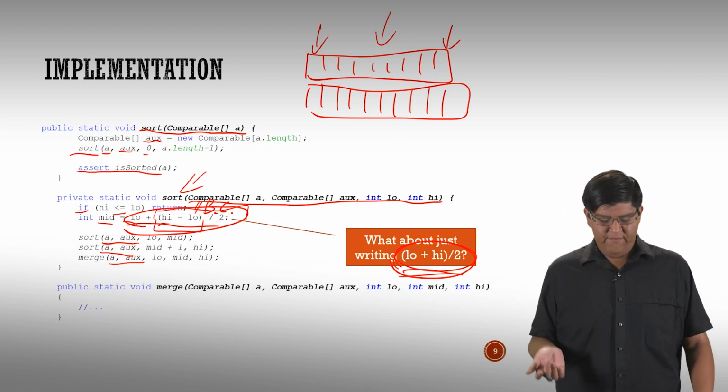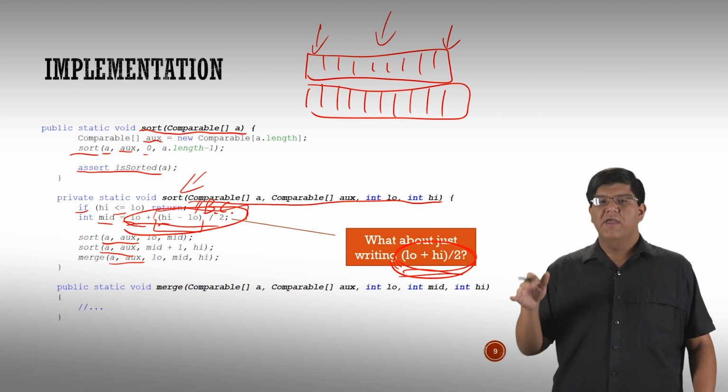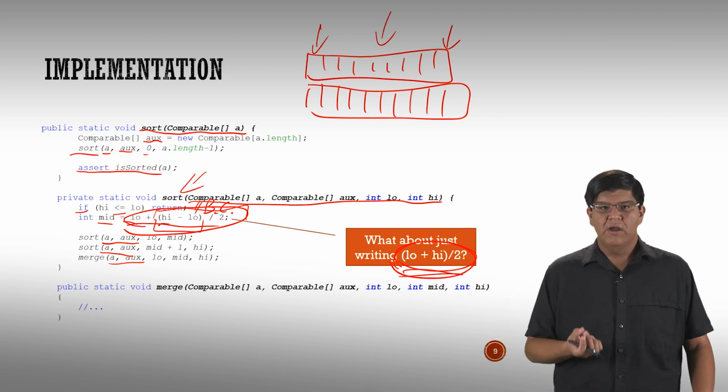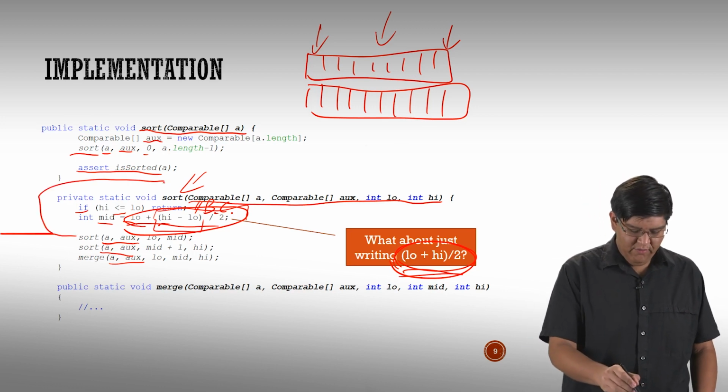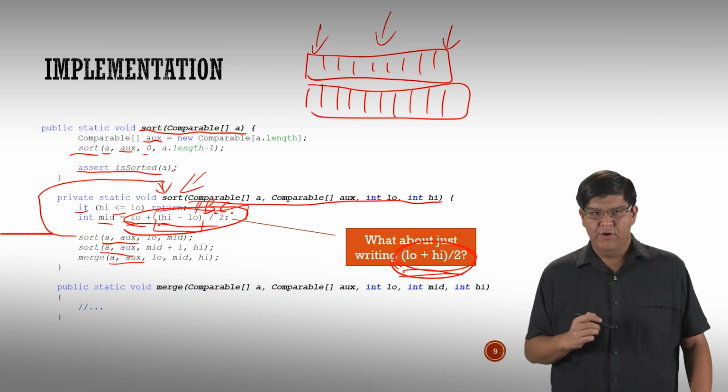And then I sort the other side, from mid plus 1 to the very end, to high. So I've done my 2 calls here. I've sorted each side. These are recursive, right? These are going to be calls that go over here to the top level sort.